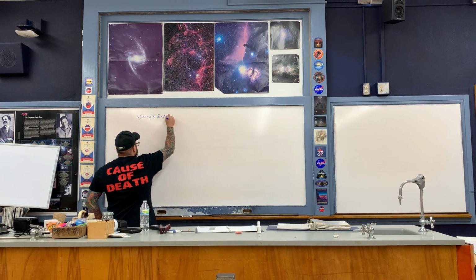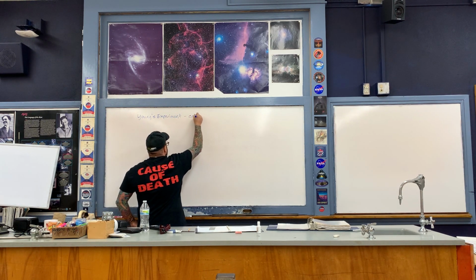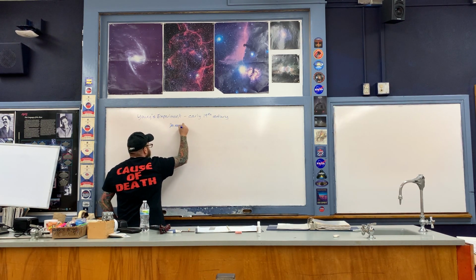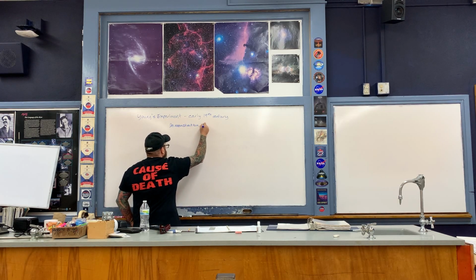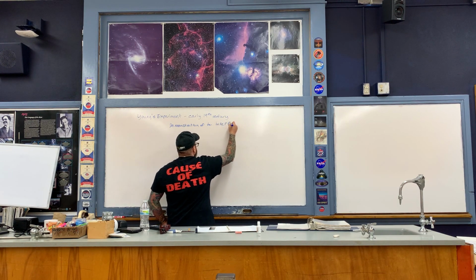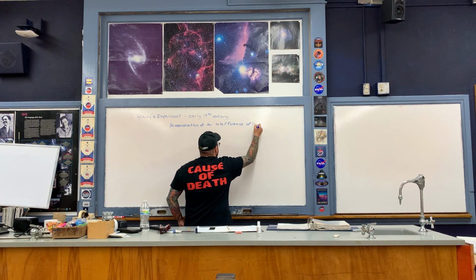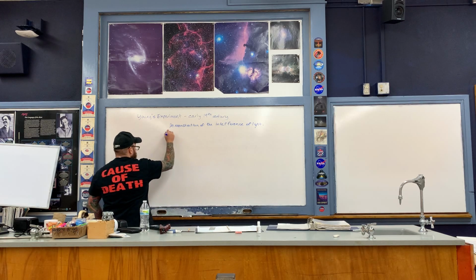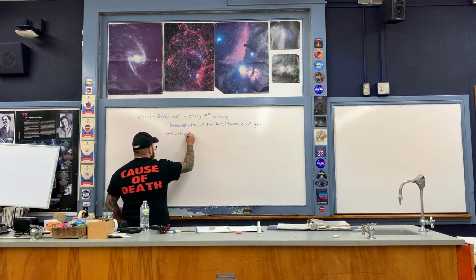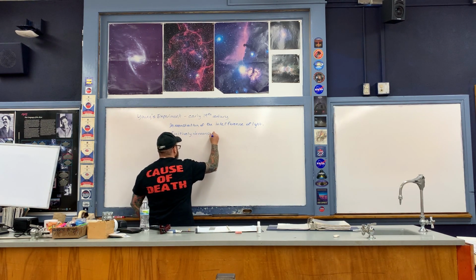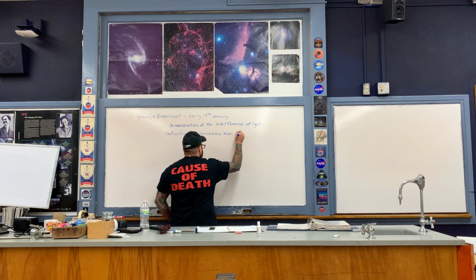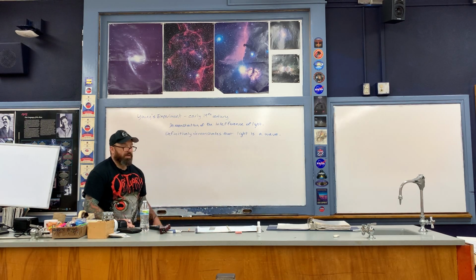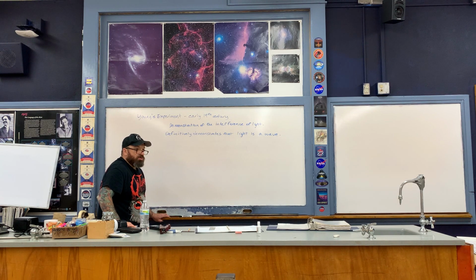Okay, so Young's experiment. We're in the early 19th century. It's a demonstration of the interference of light. And it is kind of the definitive demonstration that light is a wave. Okay, so the experiment itself is designed to measure the wavelength of light.